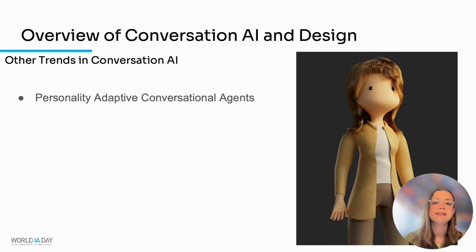And the idea is that the persona you design will be the persona of the, let's say, chatbot with everyone. But with personality adaptive conversational agents, it will be able to understand the personality of the person it's talking to and adapt its own personality to suit the user. And so it's no longer a fixed persona, it's always evolving depending on who it's speaking to.